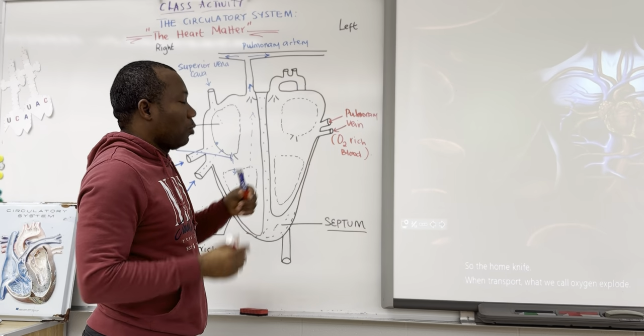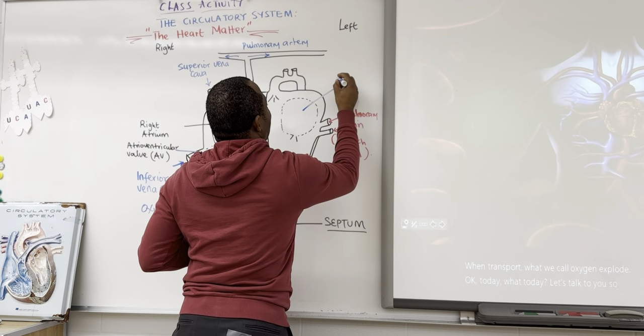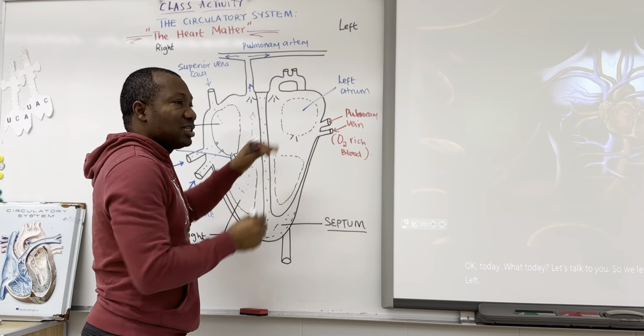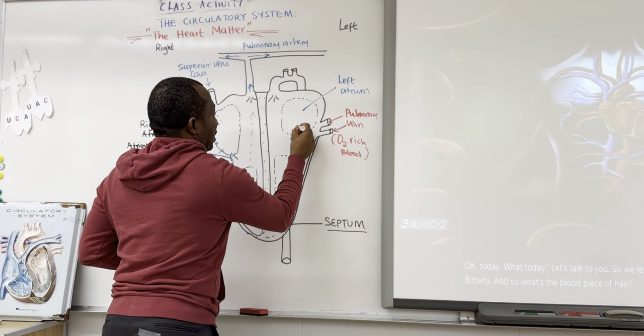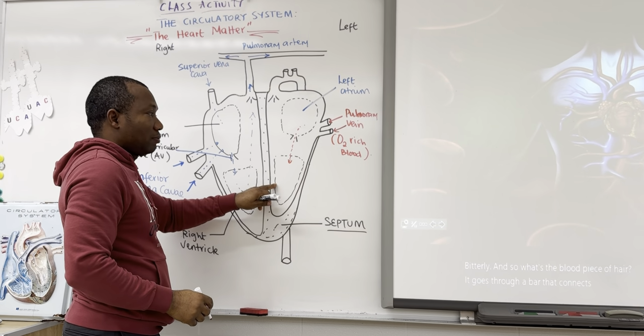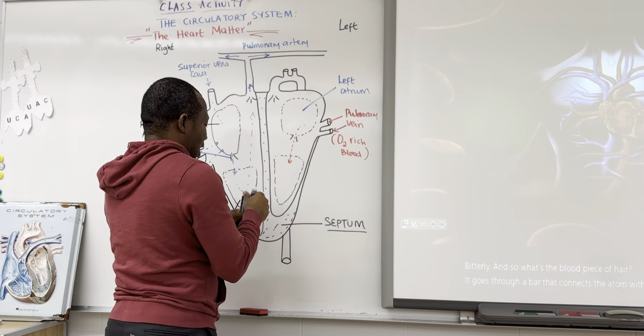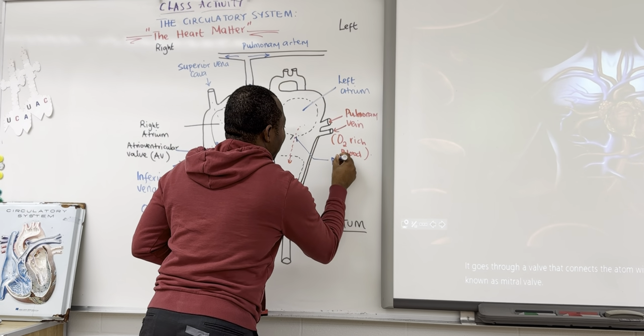Okay, to the what? To the left atrium. So we label this one left atrium. And so once the blood fills up here, it goes through a valve that connects the atrium with the ventricle. And this valve is known as the mitral valve.